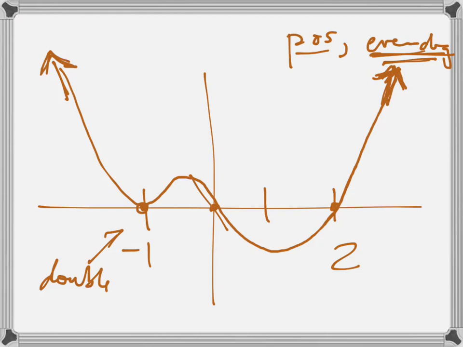Now this might be a little bit higher here, we don't know. And this might be a little bit lower, we don't know. But we know the zeros, and we know the end behavior, so we can sketch the graph roughly by using them.